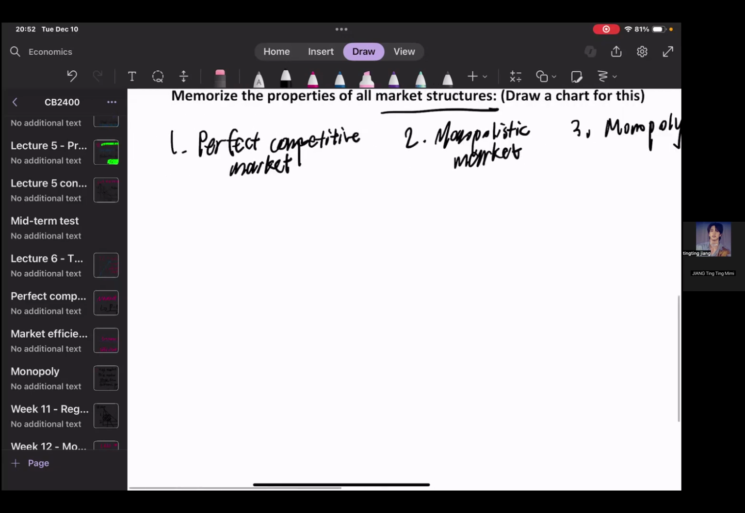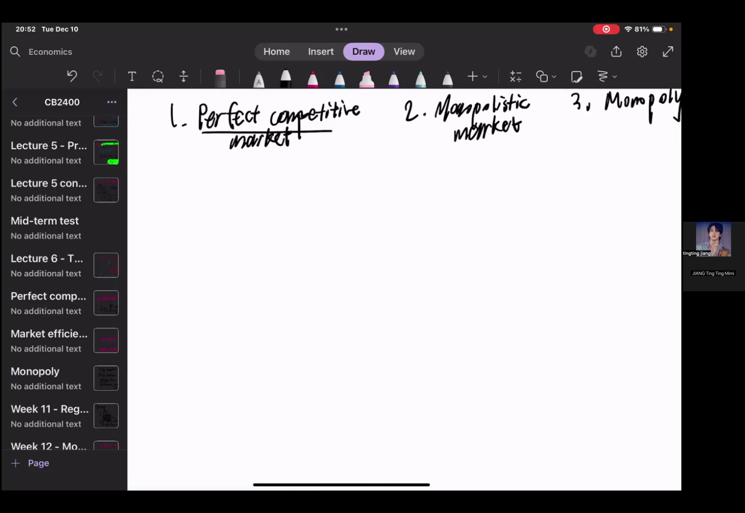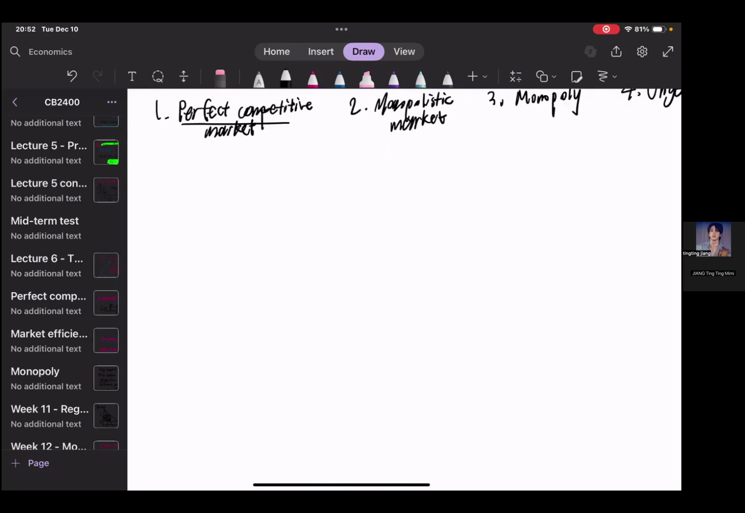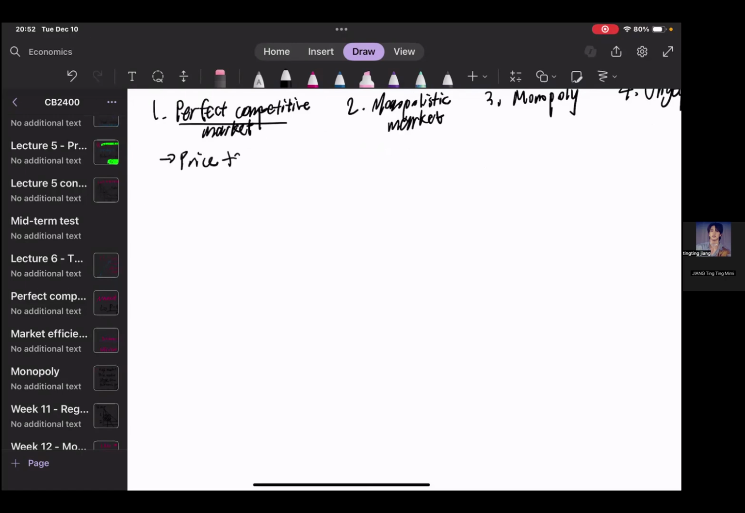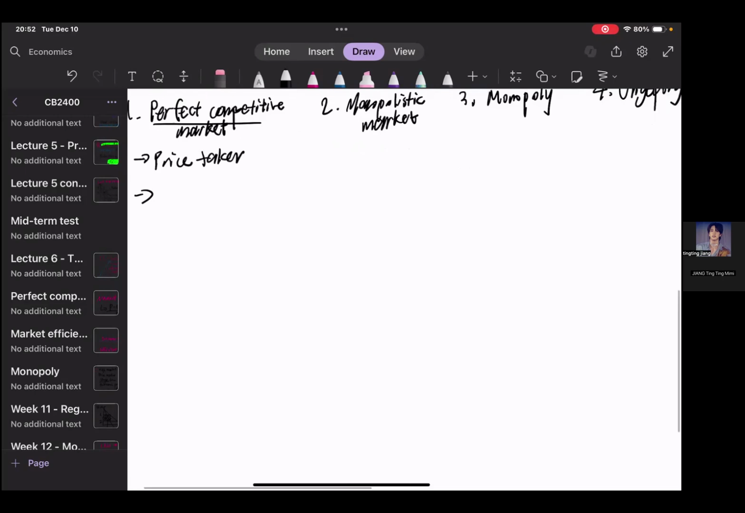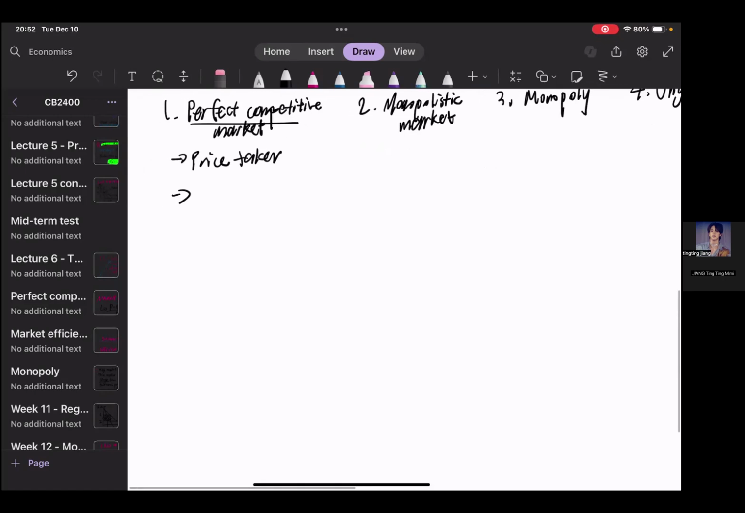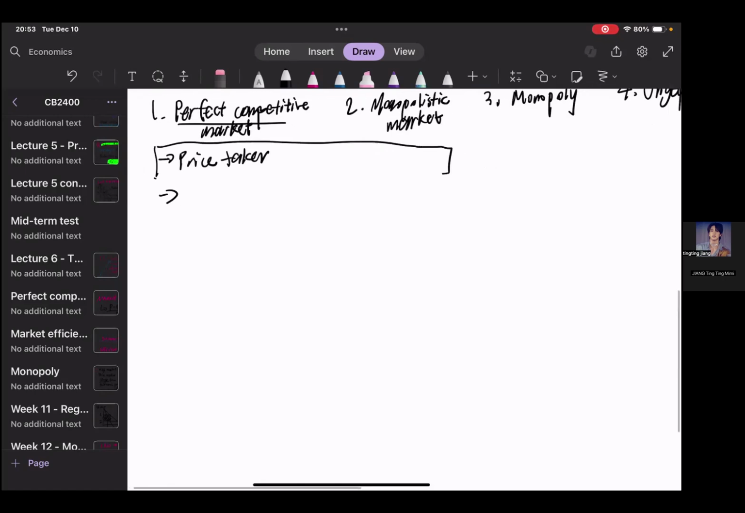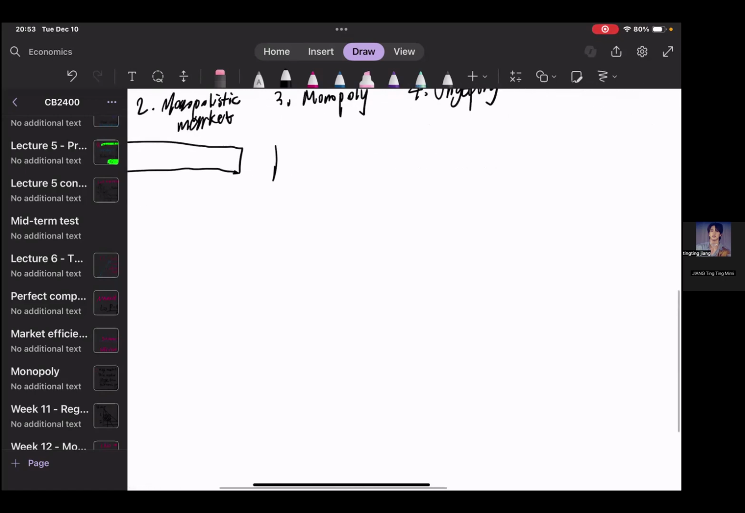Let's start with our first one then. Perfect competitive market, I believe. Most of the people notice all the differences already, such as the perfect competitive market will have a price taker. Both the first and second one will be price takers, whereas the later ones will be price makers.